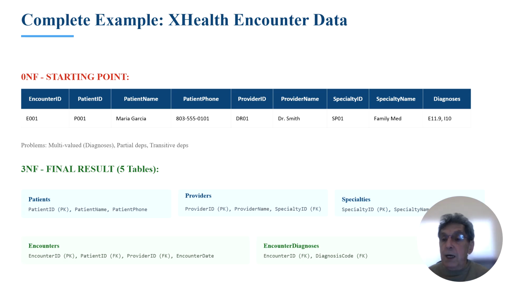Then you have the encounter diagnosis table, which includes encounter ID as a foreign key, diagnosis code as a foreign key, and it's only a junction table. There's no other data in there. Each entity has its own table. Each fact is stored once. Foreign keys maintain the relationships. This structure eliminates all 3 anomaly types. We can add providers without encounters. We can update specialty names in one place and delete encounters without losing provider data.